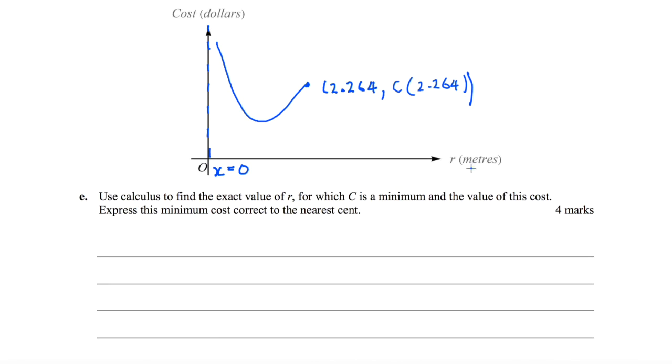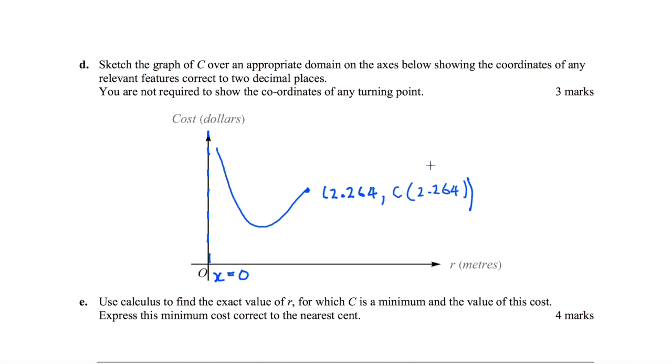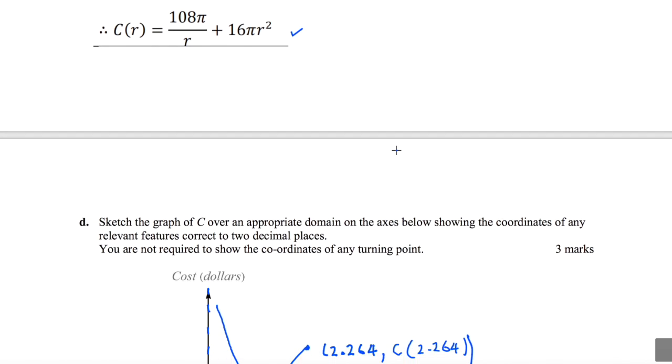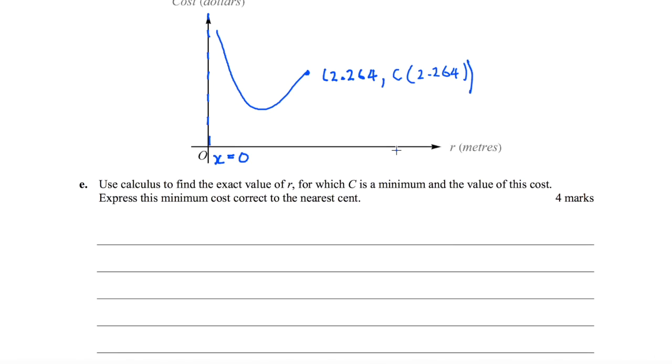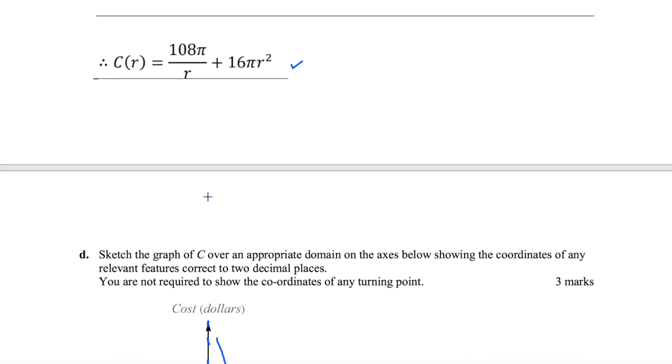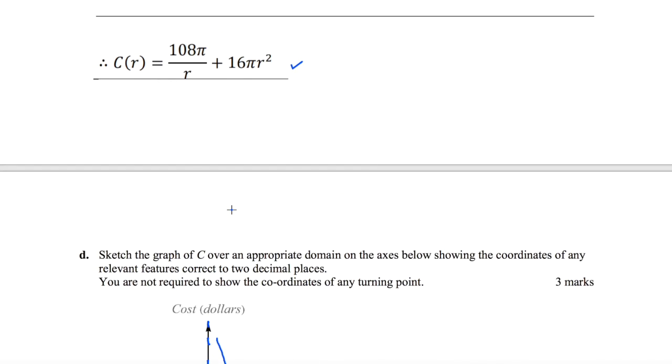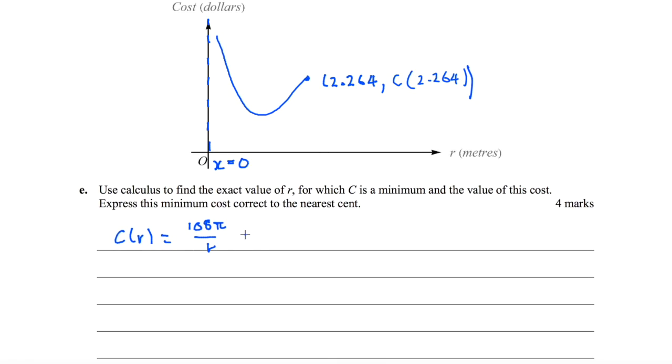Use calculus to find the exact value of r for which C is a minimum and the value of this cost. Express this minimum cost correct to the nearest cent. Okay, so our function is above there: C of r is equal to 108 pi on r plus 16 pi r squared.